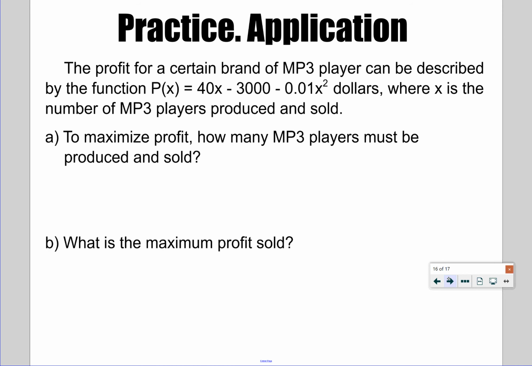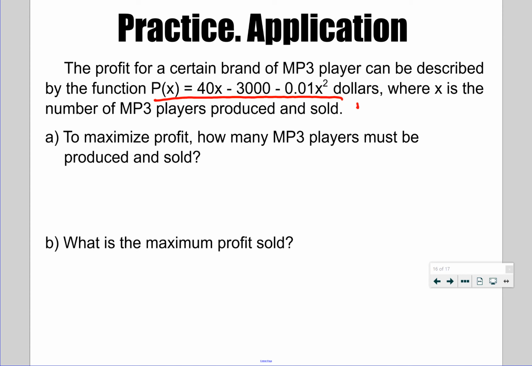Here is one more application problem, and this is for you to try. Okay, so here the profit for a certain brand of MP3 player is described by the function p of x equals 40x minus 3000 minus 0.01x squared, where x is the number of MP3 players produced and sold.